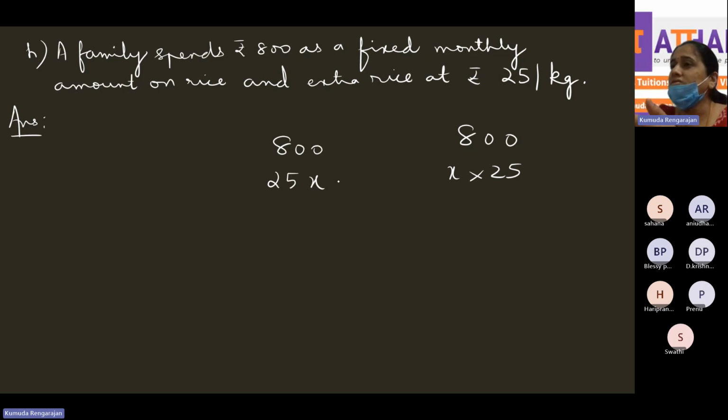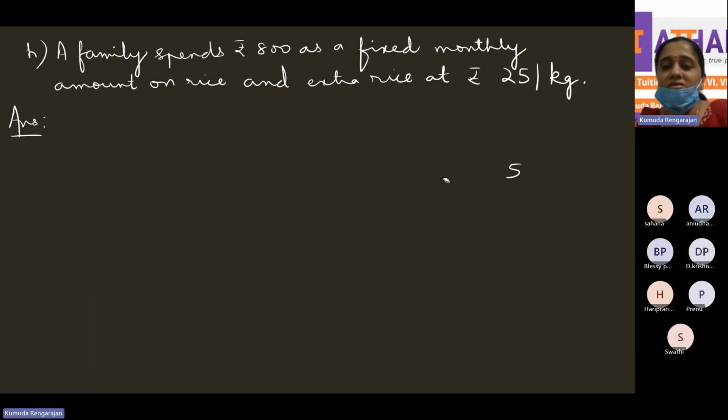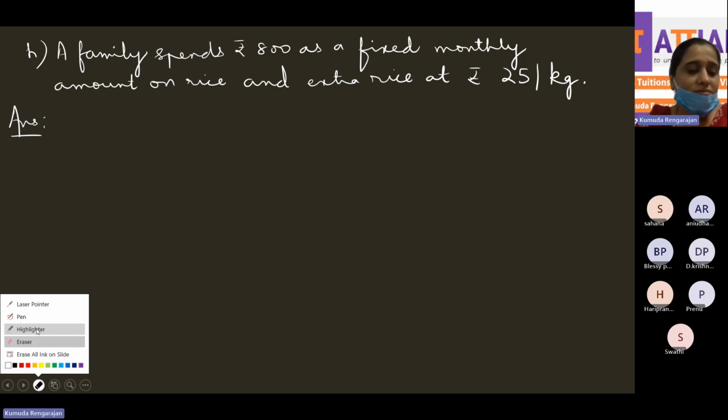Okay, so let that extra quantity of rice you need be X. So what's the variable cost? X into 25. X kgs you need extra into 25 will be the cost. So 800 rupees plus 25X rupees will be equal to the total cost of Y. So Y is the total expenditure on rice. You should call that as Y. Yeah, and Swati said that right. Good.